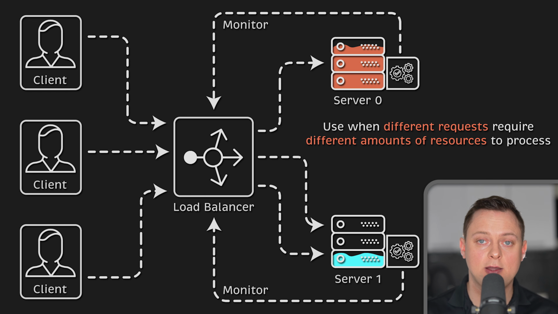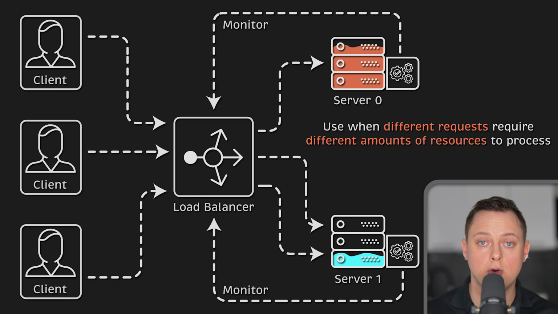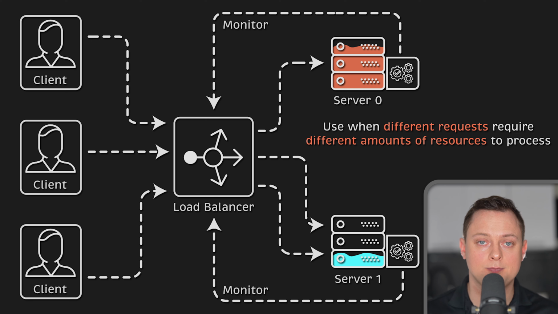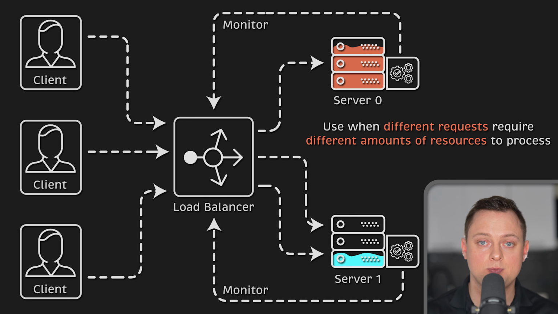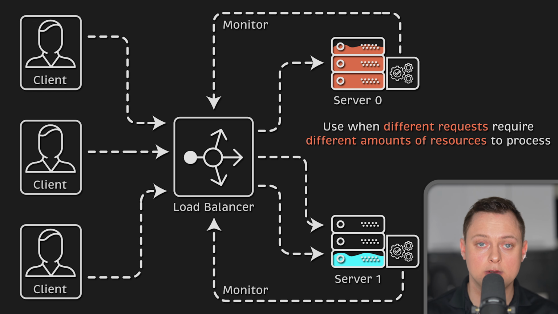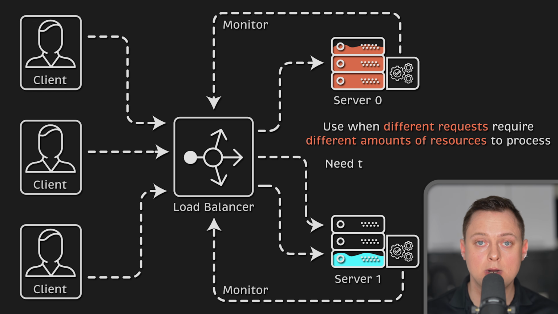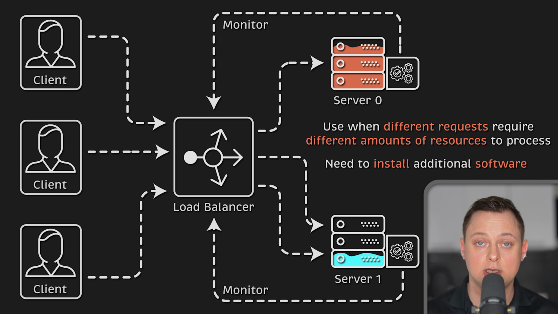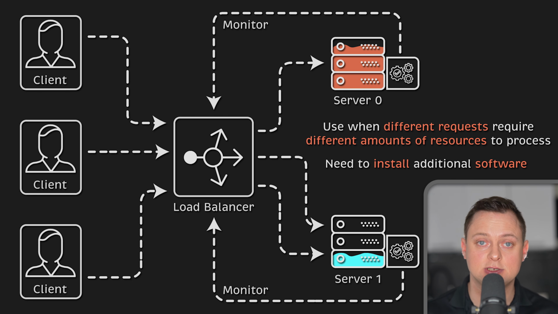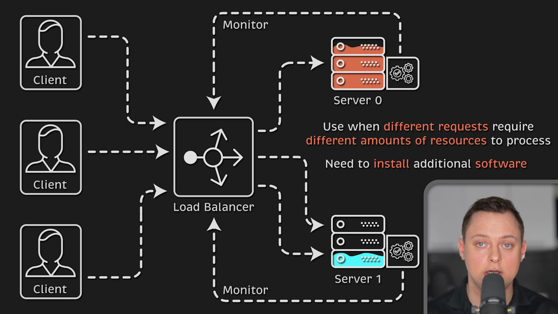This method is appropriate when different requests require different amounts of resources to process a request and send a response. For example, you may have an endpoint to generate a report, which would take a lot of CPU, and another endpoint to return some static content. Obviously, if you use round robin in that case, you can quickly overload some servers. The drawback, of course, is that you need to basically maintain a separate monitoring system for your load balancer and take into account all that information in order to make a decision, which could be a CPU or memory-intensive task on the load balancer itself.